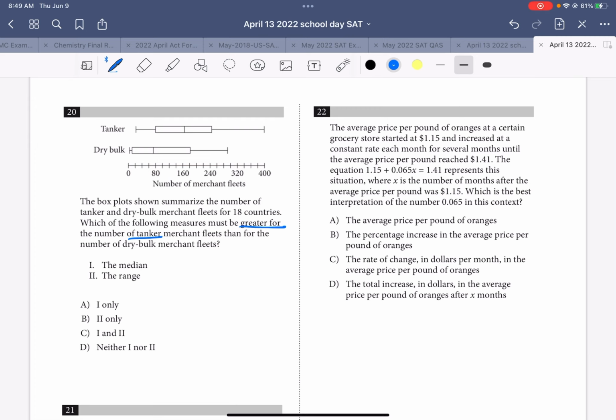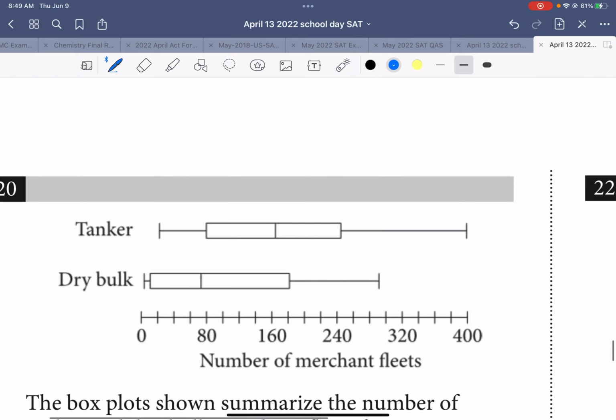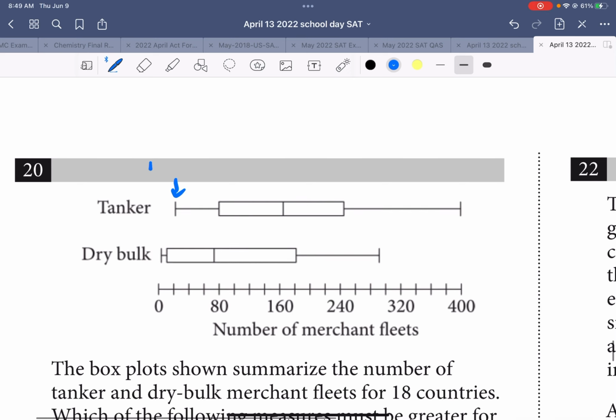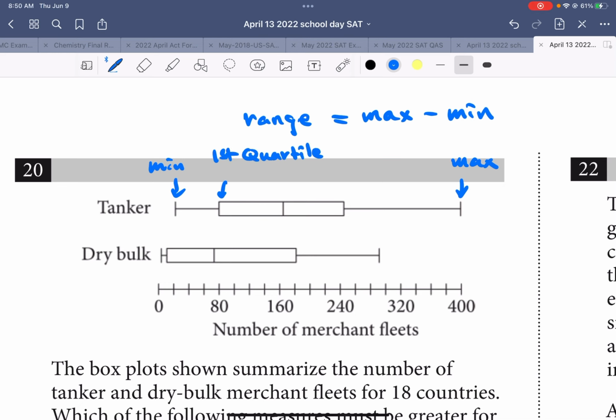What do you have to do? First of all, let's look at the median. This is what we call a box whisker plot, so I want to know what each part represents. This is the minimum. This one is the maximum. When you talk about range, it's max minus minimum. This one we call the first quartile, this one is the median, and this one we call the third quartile.